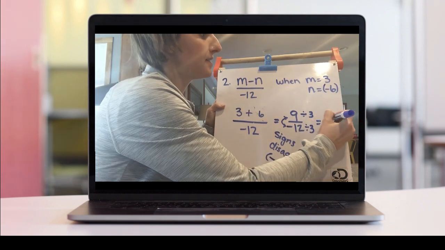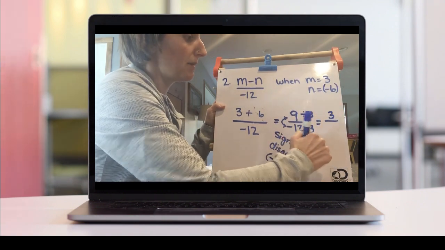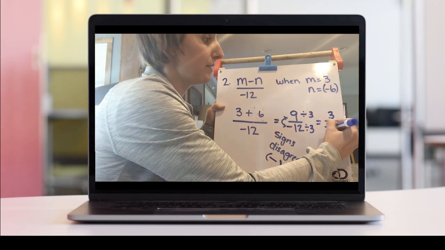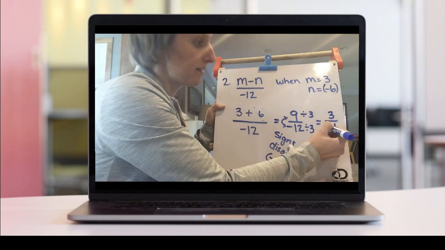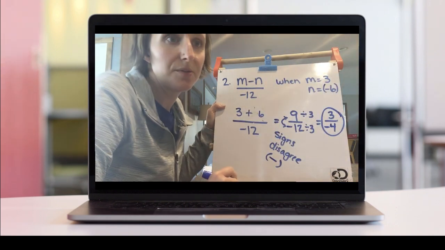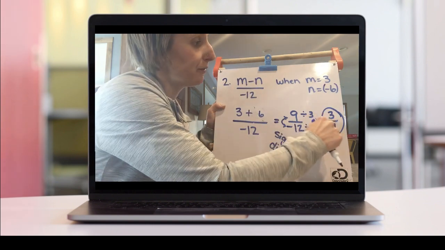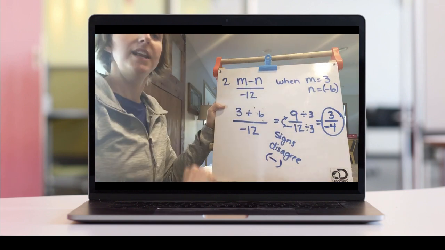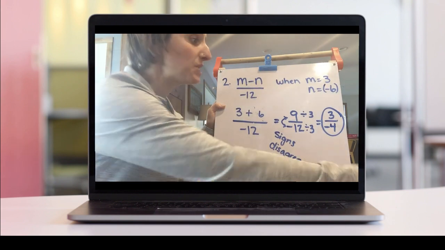9 divided by 3 is 3. Negative 12 divided by 3, my signs don't agree, so it's going to be a negative 4. That's a negative sign right there. 3 and 4, the only factor that they share is 1. So I have 3 over a negative 4 as my simplified value when I evaluated problem number 2. Let's go to problem number 3.